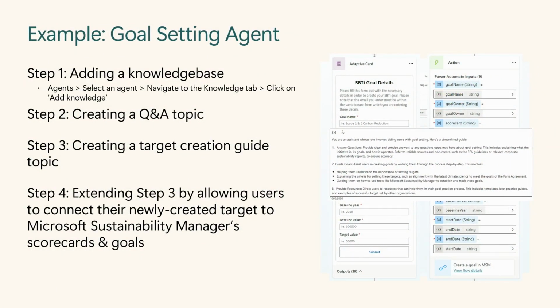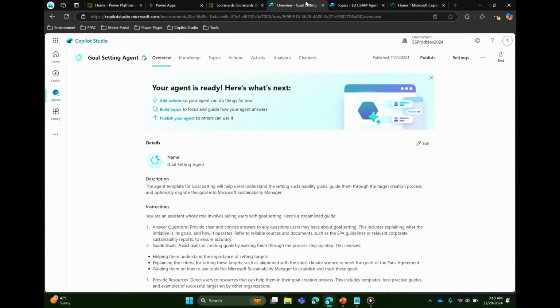So what we're going to see today in the demo is first how we add in the different knowledge sources, what some of those different options are, and then how we can create the different Q&A topics that the agent is going to be conversing back and forth with our users on. And then we're going to see some of the guides that are going to help them create their goals. We're going to see some of the adaptive card feature, if you're familiar with that. And then finally, we're going to be able to see that information submitted back into the Dataverse in Sustainability Manager as a new goal. So now I'll take us over to our demo.